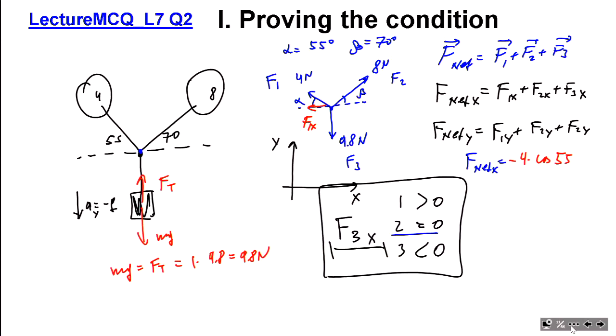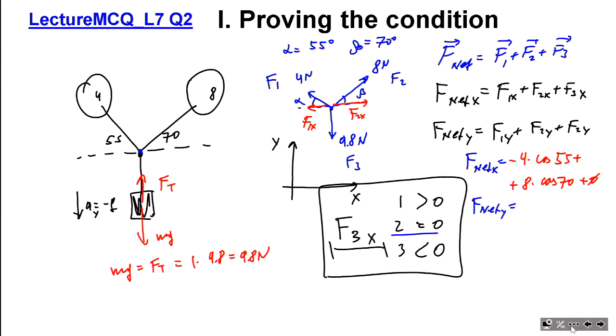Now, F2x. That's this. It's positive, and it should be equal to hypotenuse, which is 8, times cosine of that angle, which is 70, plus 0, because the third force has no x component. And now we need to write a similar expression for the y component of the net force.